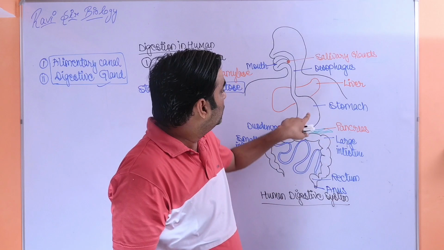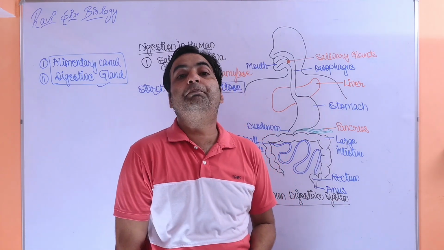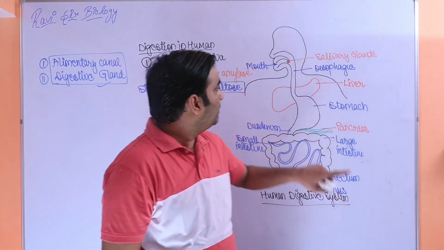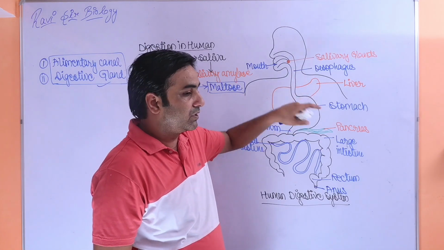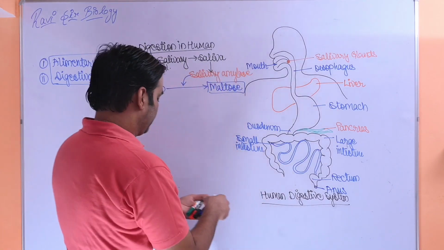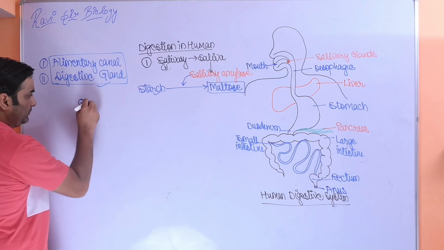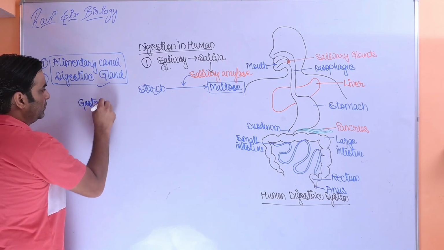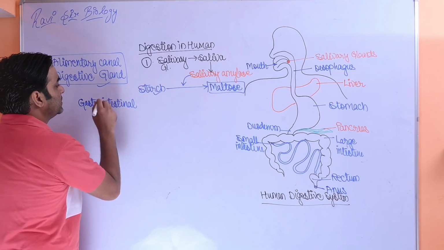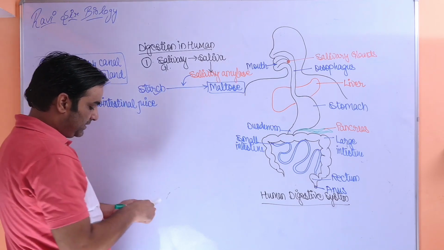Now the food has to go to the stomach by a specific movement. I have explained it already, it is called peristaltic movement, or peristalsis. So with the help of peristalsis, food goes down towards the stomach. Now the stomach secretes gastrointestinal juice, which has three parts.